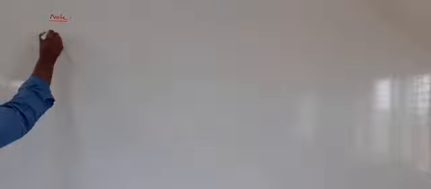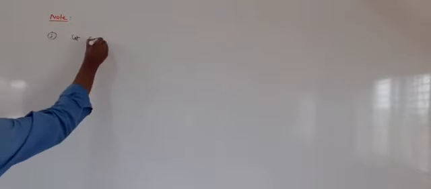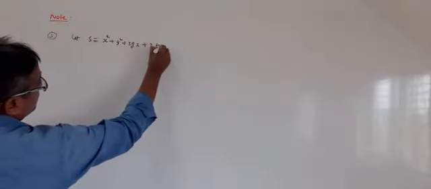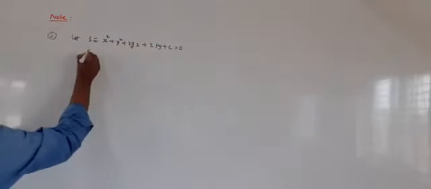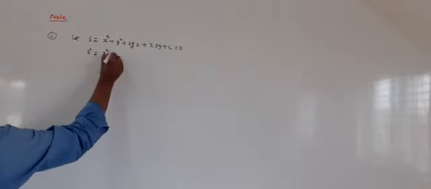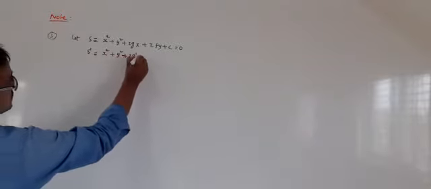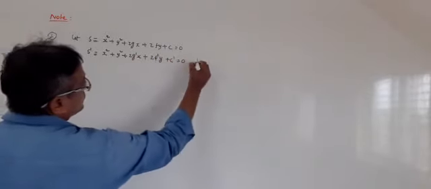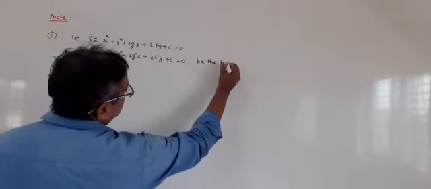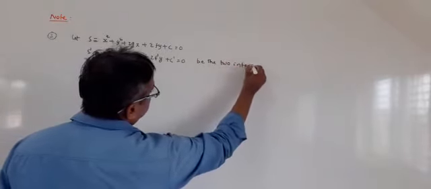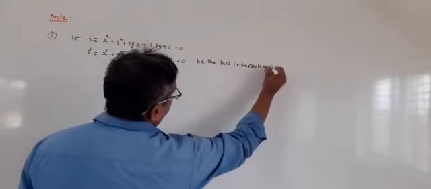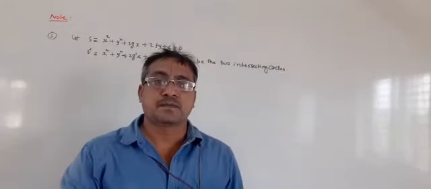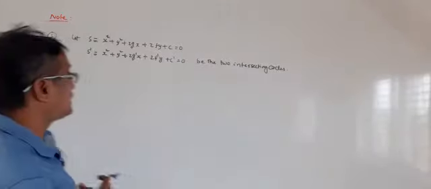Now let S be x square plus y square plus 2gx plus 2fy plus c is equal to 0, and S dash be x square plus y square plus 2g dash x plus 2f dash y plus c dash is equal to 0, the two intersecting circles. They are intersecting at some angle theta. Now let us find the angle between the two circles.